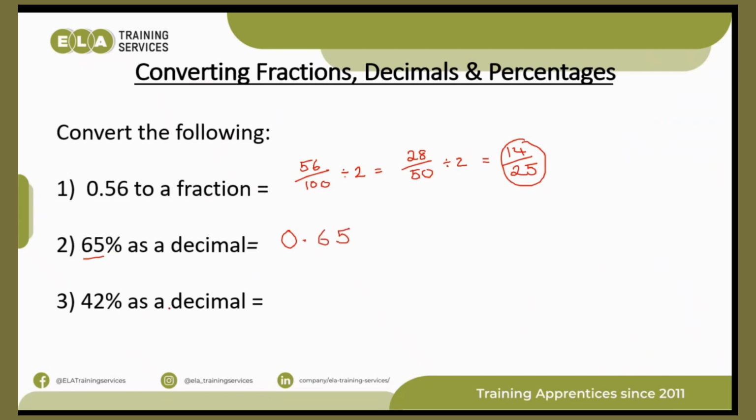And then 42% as a decimal. We just put our number after our 0 point, and 0.42. And we've got our answers.